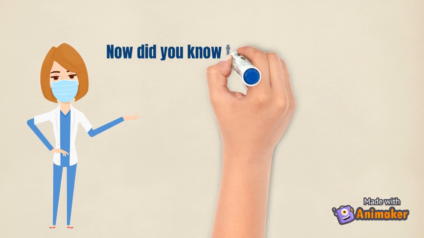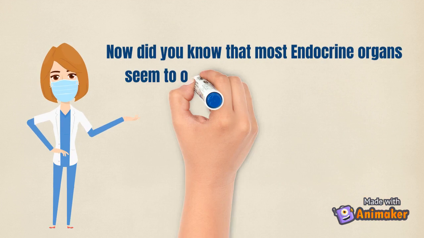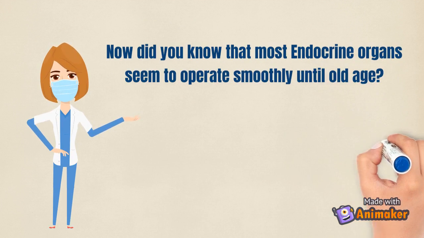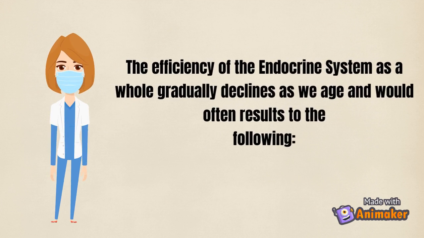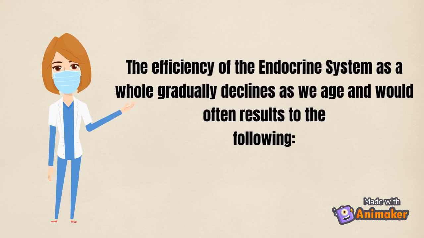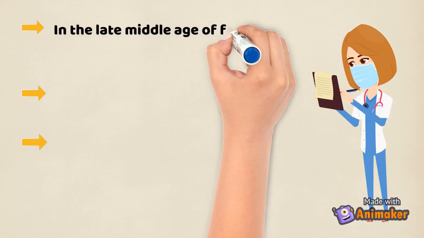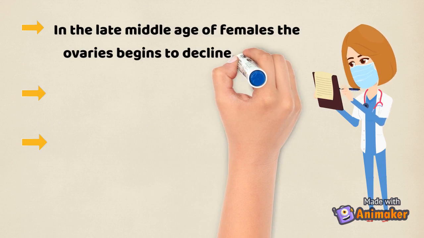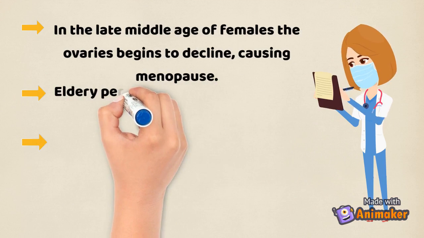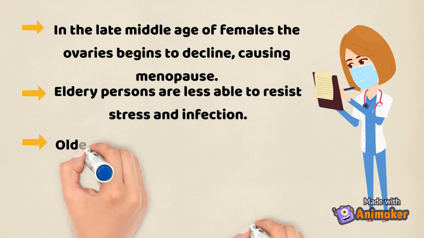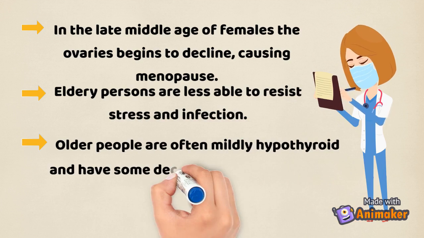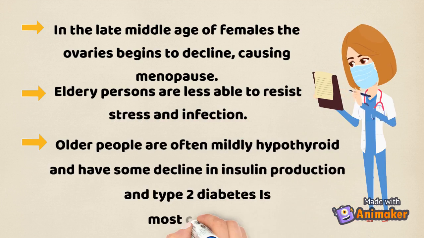Now, did you know that most endocrine organs seem to operate smoothly until old age? Yes, they do. The efficiency of the endocrine system as a whole gradually declines as we age and would often result in the following. In the late middle age of females, the ovaries begin to decline, causing menopause. Elderly persons are less able to resist stress and infection. Older people are often mildly hypothyroid and have some decline in insulin production, and type 2 diabetes is most common.